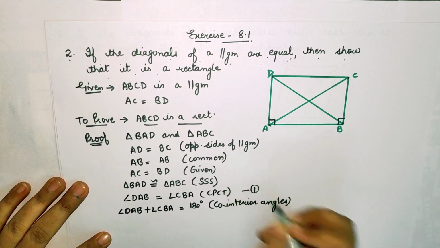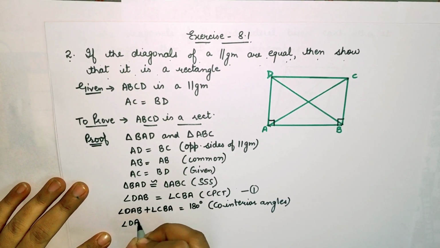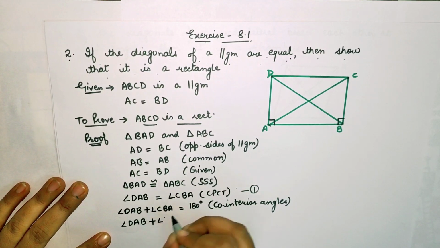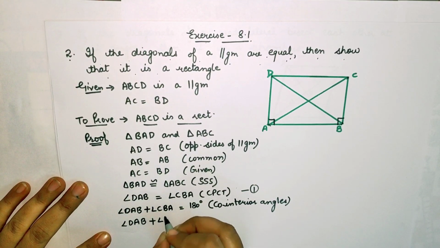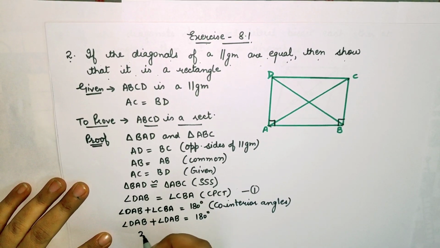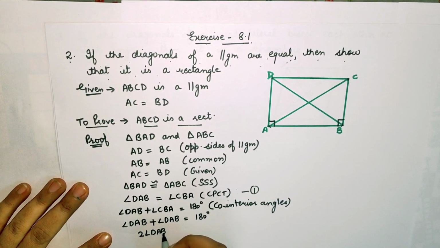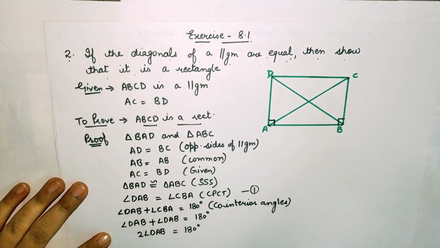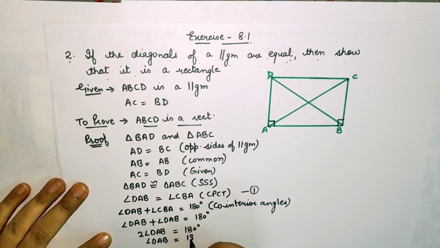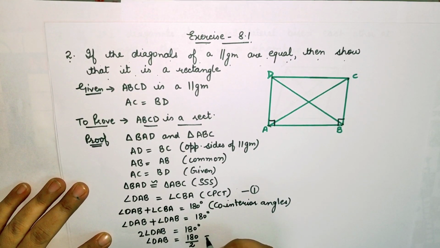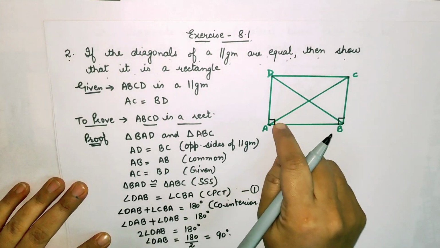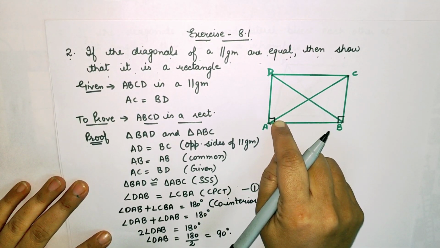Now from 1 we write that angle DAB plus angle CBA, as DAB, because both are equal, is equal to 180 degrees. Now 2 angle DAB is equal to 180 degrees. Now angle DAB is equal to 180 upon 2, which is equal to 90 degrees. Now one angle in a parallelogram is equal to 90 degrees.